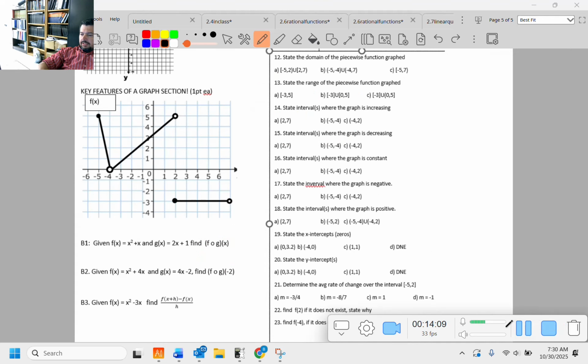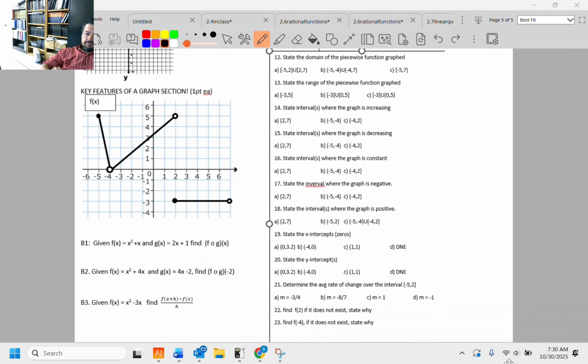All right, so we're at key features of a graph. State the domain of the piecewise function. So here's what you need to pay attention to. Right there's a hole in the graph. x cannot be negative 4. Now there's a hole here that's saying that x cannot be 2, but this one down here is saying x is 2. So that kind of disappears. So the only thing you're not allowed to be is negative 4.